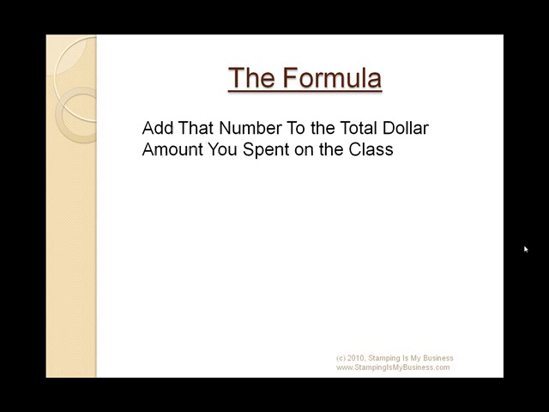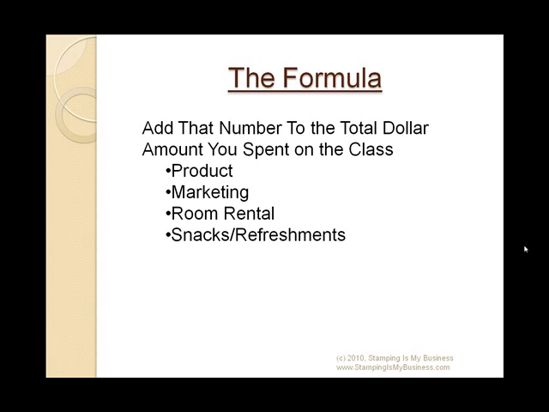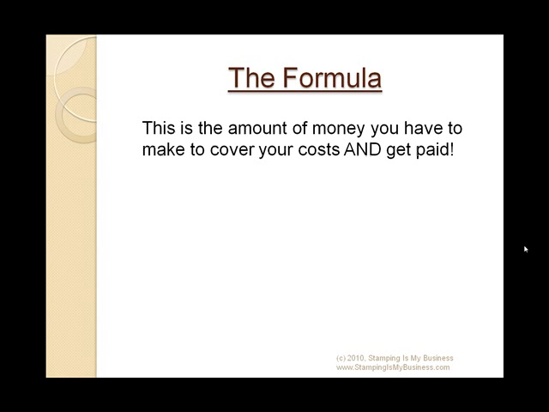That's going to give you a particular number, right? Number of hours times your hourly wage, and then you're going to add that number to the total dollar amount that you spent on the class. That includes product that you had to purchase, if the marketing cost you any money, if you had to rent a room for the class, if you're providing any snacks or refreshments, and of course any travel costs to and from. When you add those two numbers together, what that's going to give you is the amount of money you have to make to both cover your costs, which is important, and get paid, which is even more important.